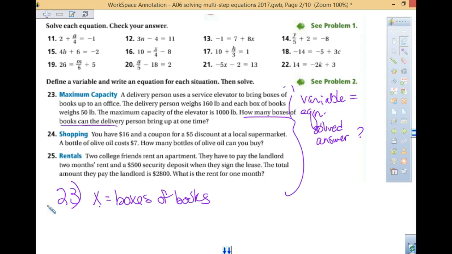50 plus 160. Okay. 50x. Do you guys agree with 50x? Yes. Each box weighs 50 pounds. So the weight of the box, right? That's our weight, times the box, that's going to tell us how many of them we can have, plus my person weighs 160. And what's the capacity of the elevator? 1,000.